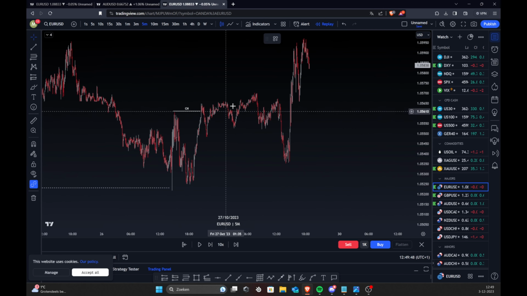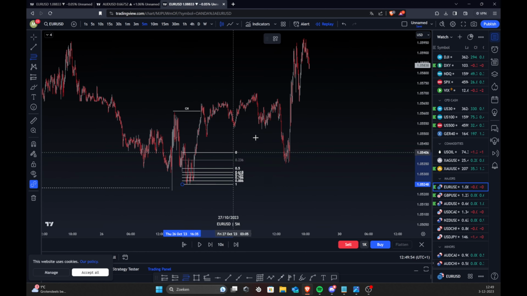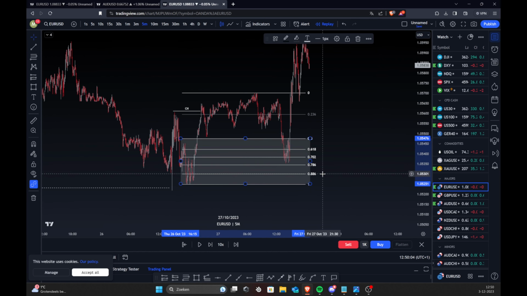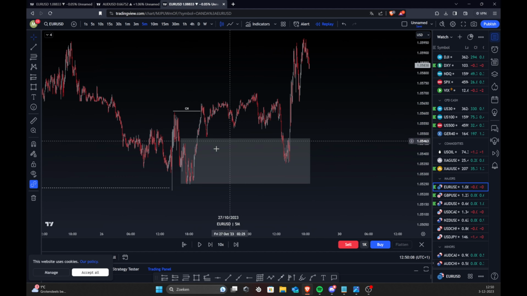From this break to the upside, you want to see a pullback to a discounted/premium zone. In this case, because we want to look for buys, you want to look for a discounted zone, which is this one. So this will be the level we look for longs.